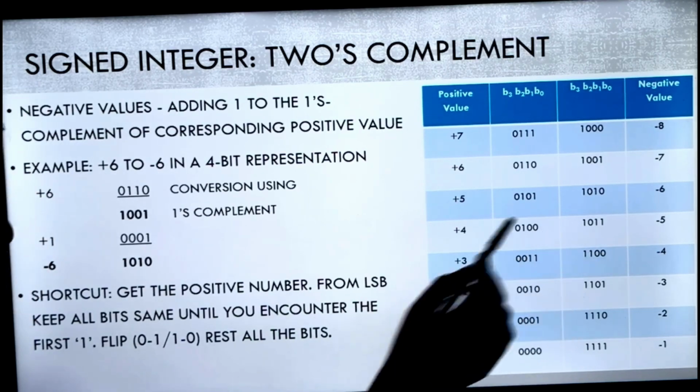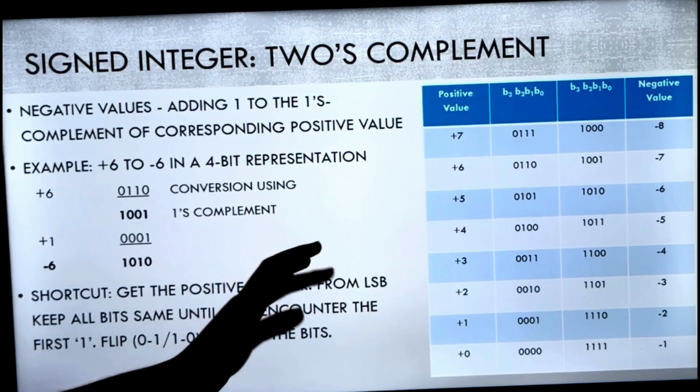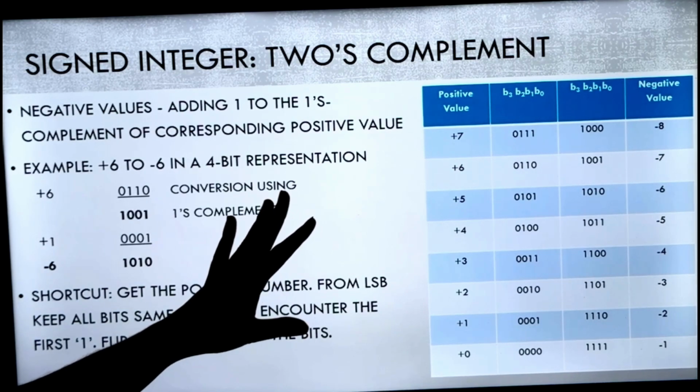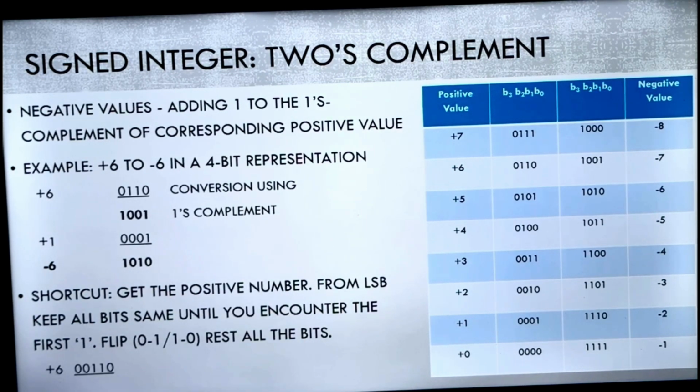That is minus 4. You understood that? So this is a shortcut trick to convert any integer to 2's complement representation. Fine. Next we'll discuss some more topics about 2's complement.